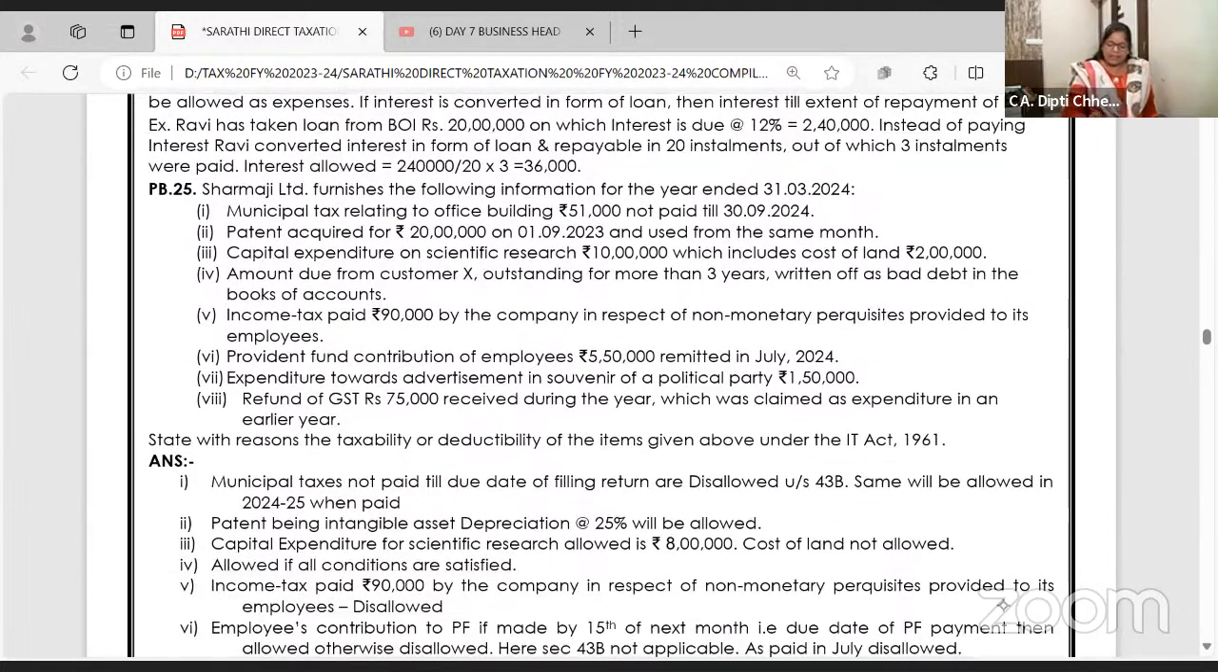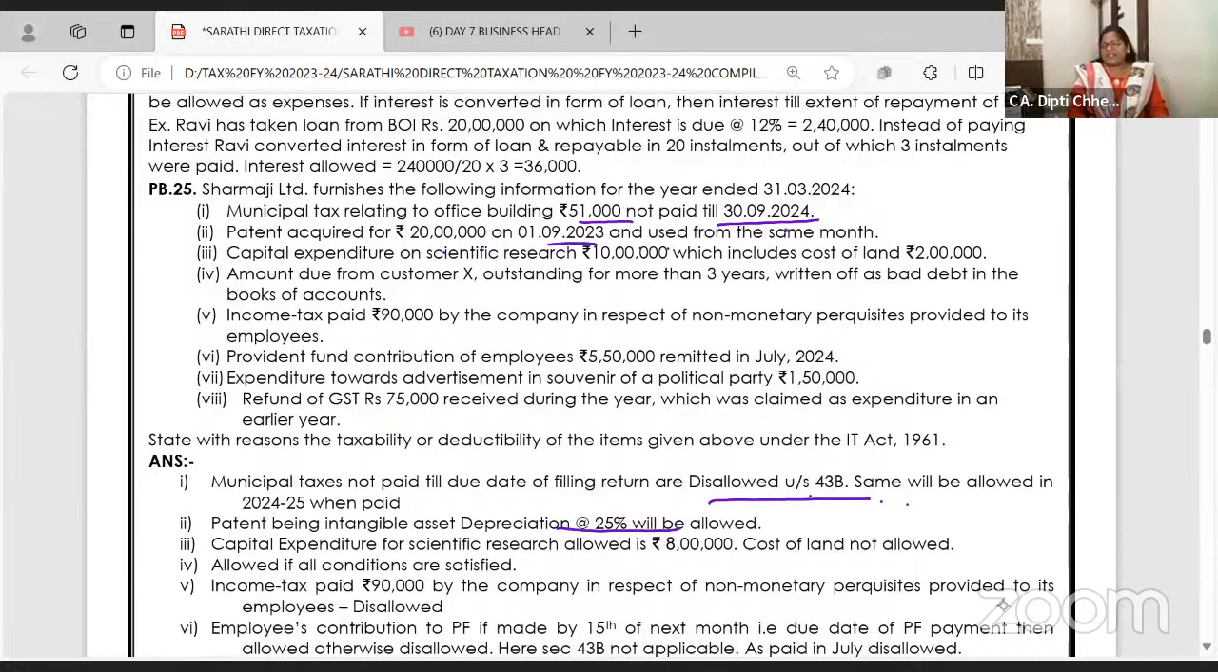Chalo, next. Municipal tax of 51,000 not paid till September 24. Okay. Then it's going to be disallowed. Taxes should be paid before the due date of filing the return under 43B. It will be allowed next year if it is paid next year. Are you applying the knowledge and solving with me? Patents acquired for 20 lakhs on 1st September and used from the same month. Can I depreciate patents at 25%? Yes.